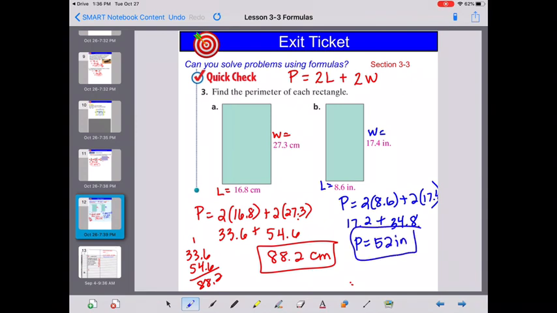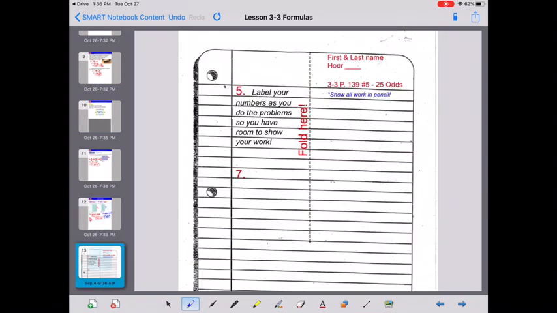I'm sure you had to show a little more work than I did. That's expected, but this is just to check your work. Okay, let's give it a try on the assignment, 5 through 25 odds. If you have any questions, please make sure to come on back.